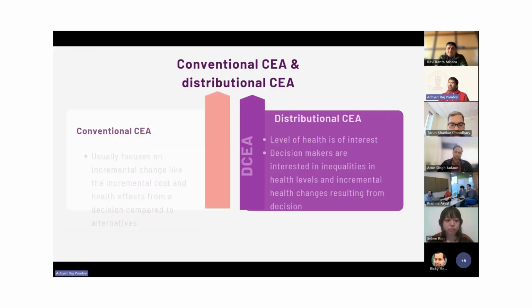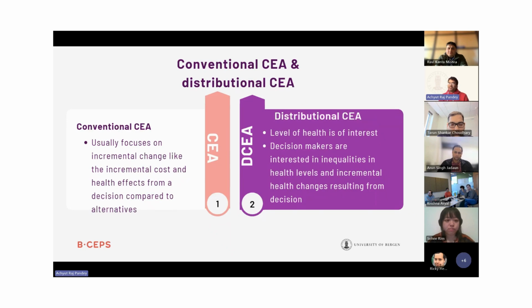So let's start with the conventional CEA and distributional CEA. What I found is that the conventional CEA focuses more on the incremental changes, the incremental cost and the incremental benefits or the effects. In addition to this, distributional cost effectiveness analysis is also interested in the level of health and takes into consideration the equity impacts of the intervention. And this is the fundamental difference I found between conventional CEA and the distributional CEA.